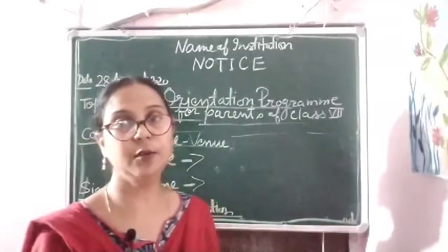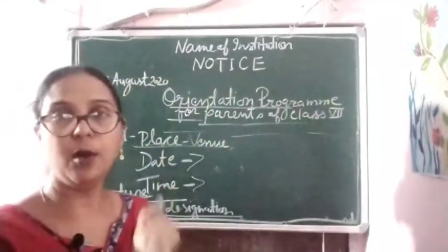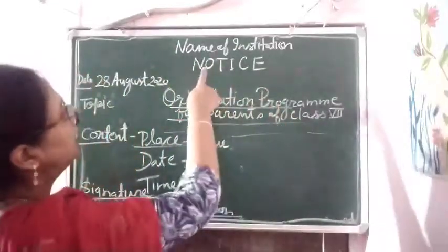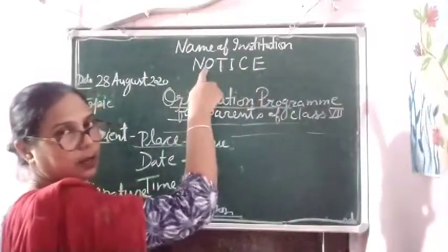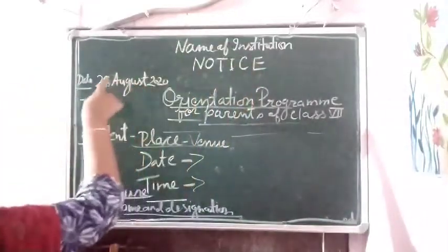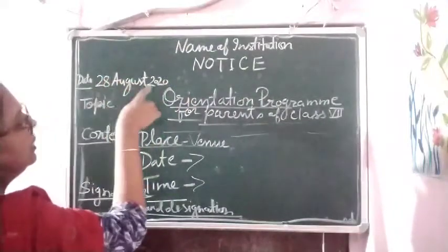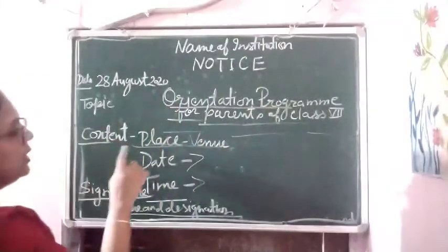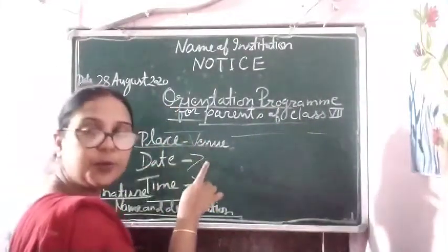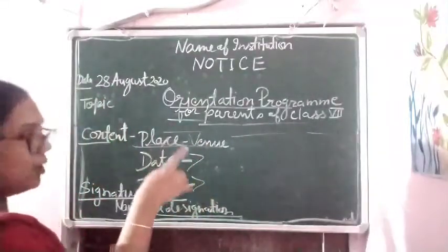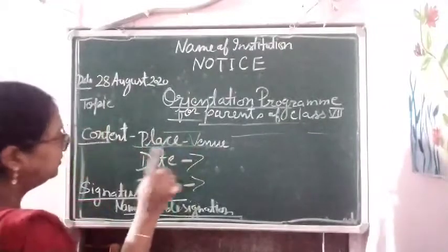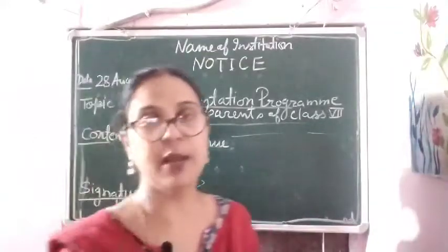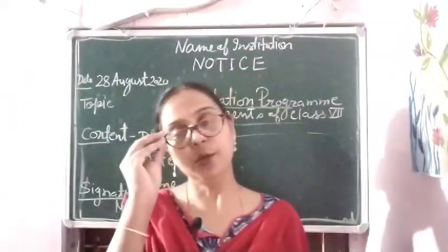First of all, you draw a rectangular box, then you write the institution name, the name of the institution or organization, then you write notice. It should be in block letters. Then you leave one line, write down the date, and then mention the topic. Here you start writing the content, the program on which you are writing this notice to inform. Now the place or venue should be there, date, time, and after that you write your name if you are producing a notice.